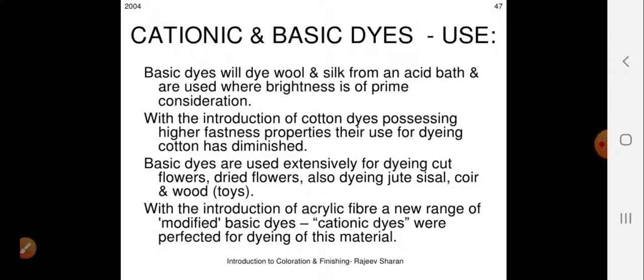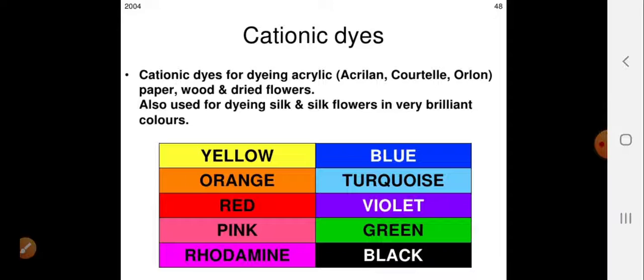With the introduction of acrylic fiber, a new range of modified basic dyes, cationic dyes, were perfected for dyeing this type of acrylic materials. Also used for dyeing silk and silk flowers. So this is the color range of cationic dyes. As you can see, brilliant shades and color ranges are available in this type of dyes.